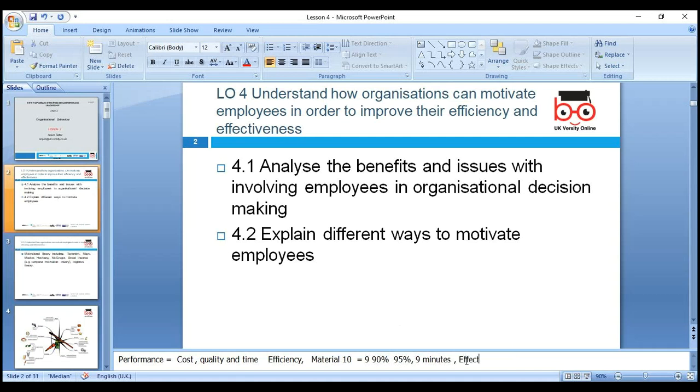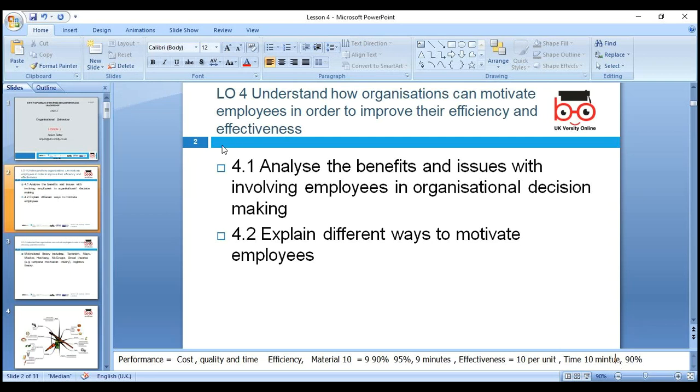If somebody is effective, our cost is £10 per unit, our time was 10 minutes to produce one, and our satisfaction level was 90% customers satisfied. If somebody is hitting that criteria, they are effective, because you're on the benchmark. That's fine, and the company will keep you in our organization.